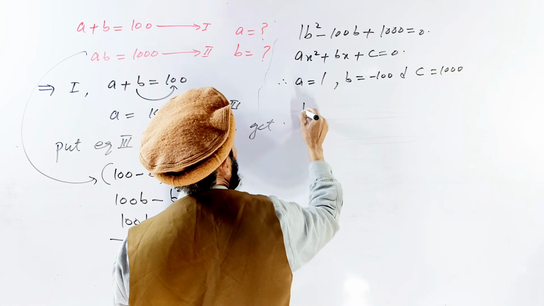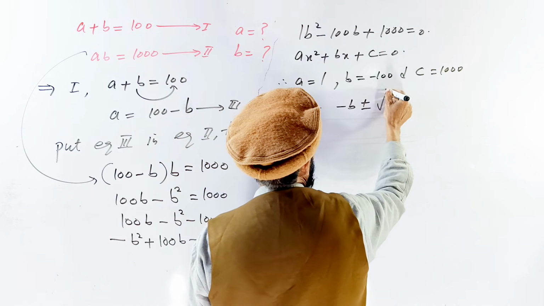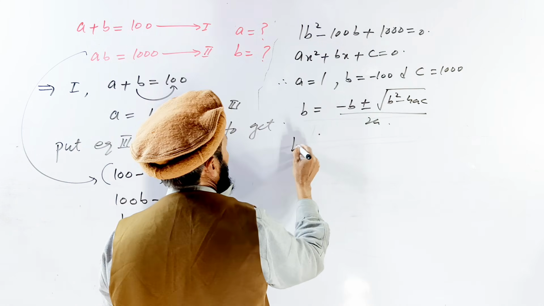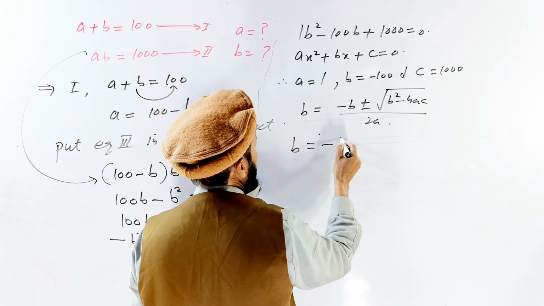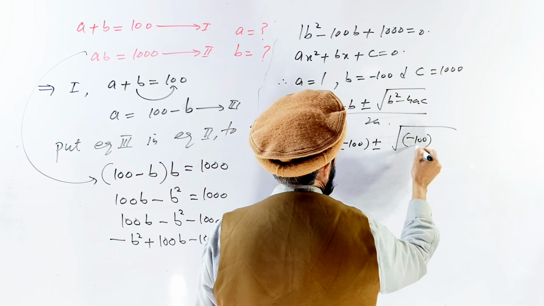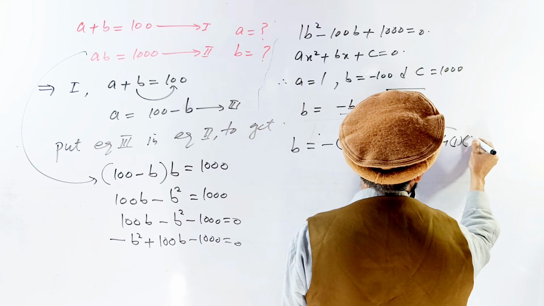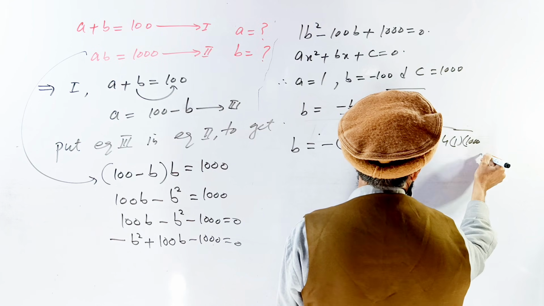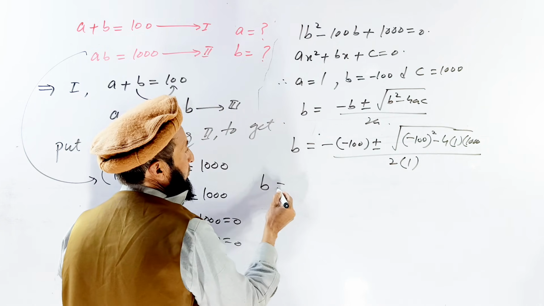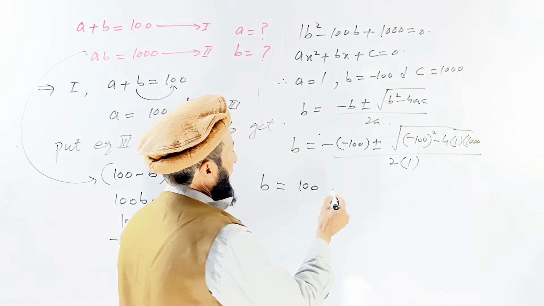Now according to the formula, B is used as a variable. In place of x we put minus b plus minus square root of b square minus 4ac, divided by 2a. Here we put the values: minus of minus 100 plus minus square root of 100 square minus 4 times a, where a is 1 and c is equal to 1000, divided by 2a, and 2a is equal to 2.